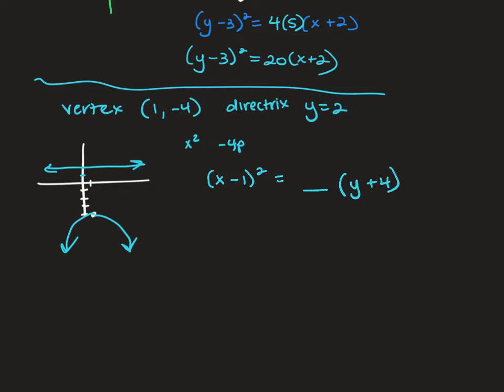And then I want to count the distance from negative 4 up to 2, which is 6, and this is 4 times 6. And it's negative because it's pointing down. So I get x minus 1 squared equals negative 24 times y plus 4.